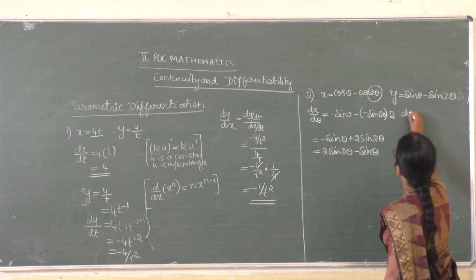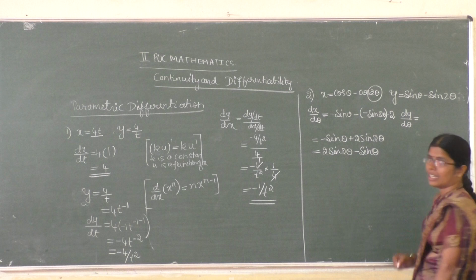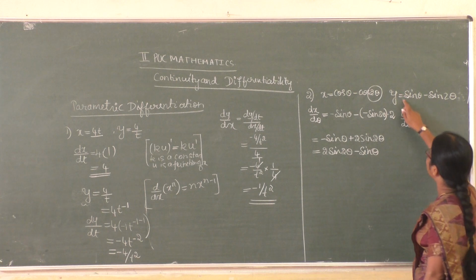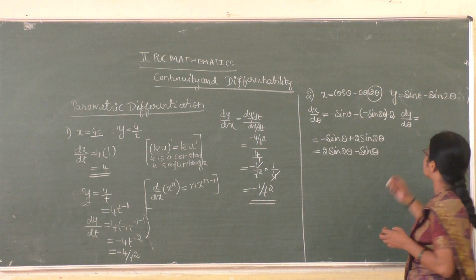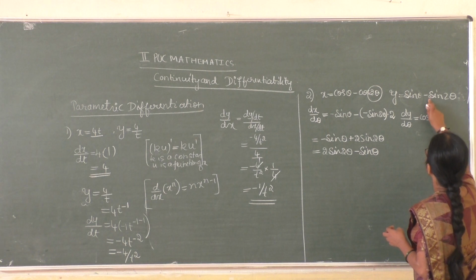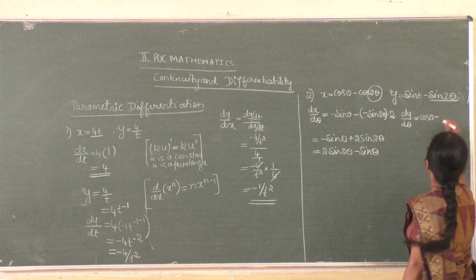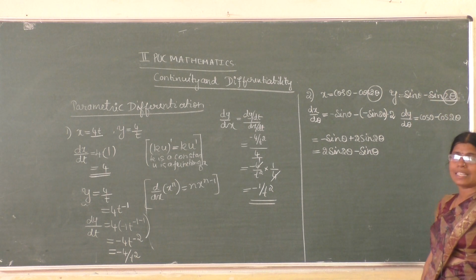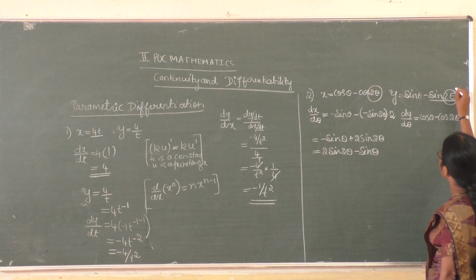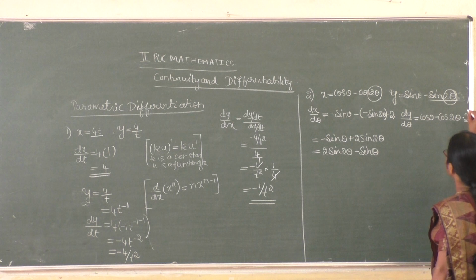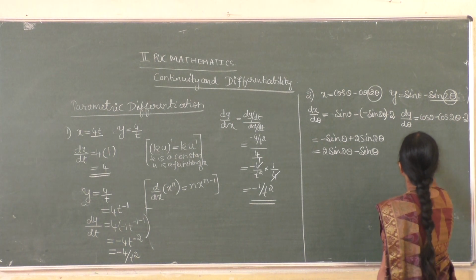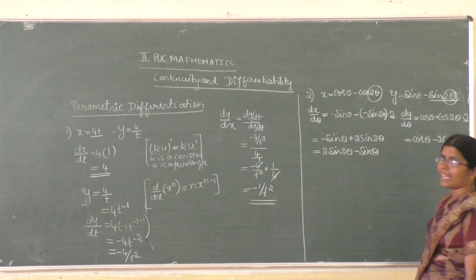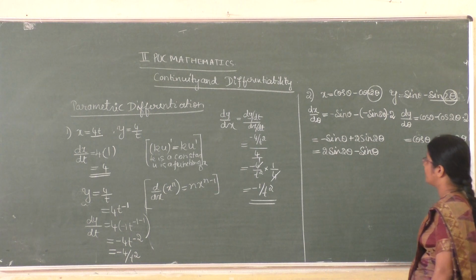Then you have to find dy by d theta, the derivative of y with respect to theta. The derivative of sin theta is cos theta. Then the derivative of sin 2 theta is cos 2 theta into the derivative of 2 theta. Using the chain rule, the coefficient of theta is 2, so into 2. So this becomes cos theta minus 2 cos 2 theta.